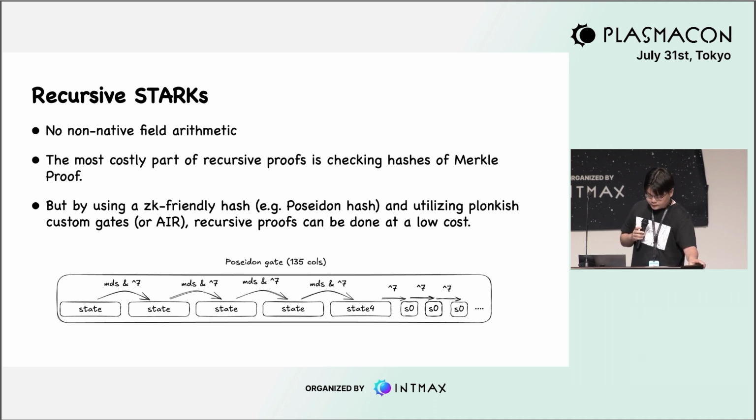Furthermore, it is possible to further reduce the cost of Poseidon hash verification by using a custom gate or an ASIC specialized for Poseidon hash verification. For example, in Plonky2, a custom gate with 135 columns is used to verify Poseidon hash. This custom gate allows verifying a Poseidon hash in a single row, enabling fast recursive proofs.